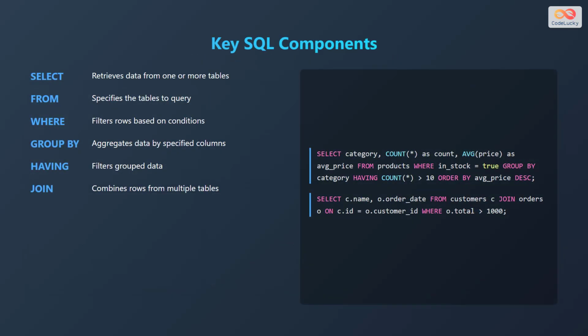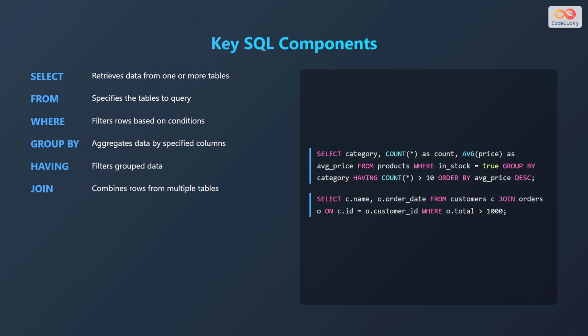Let's look at some key SQL components. The select statement retrieves data from one or more tables. The from statement specifies the tables you want to query. The where clause filters rows based on specified conditions. The group by clause aggregates data by specified columns. The having clause filters group data based on conditions. The join clause combines rows from multiple tables based on related columns.